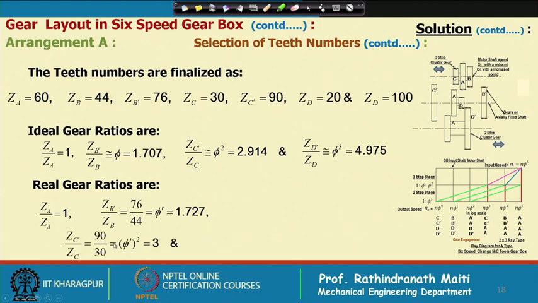And next, that phi square, you can say that this becomes 3. Obviously, the square of this is not equal to 3, but we are getting 90 by 30 teeth numbers, which gives 3 here, and actually it was 2.914 in reality. And in the last phi cube stage we have got the ratio equal to 5, where the actual requirement was 4.975.